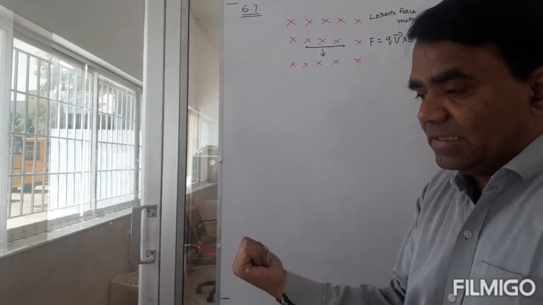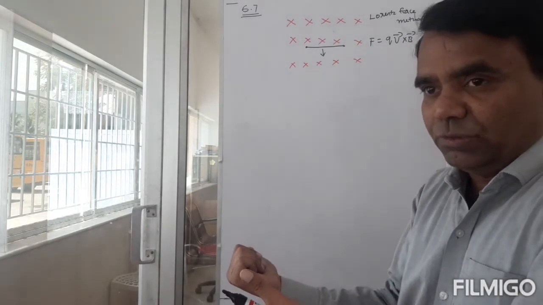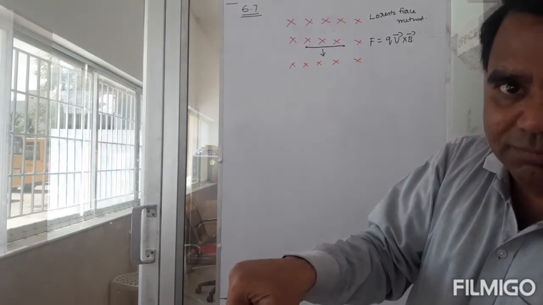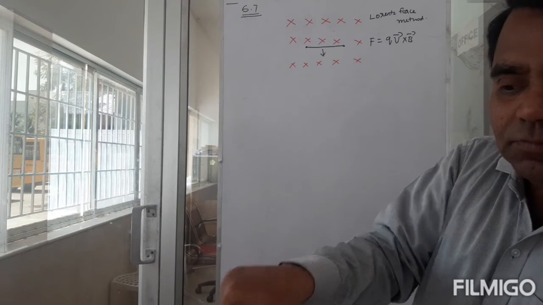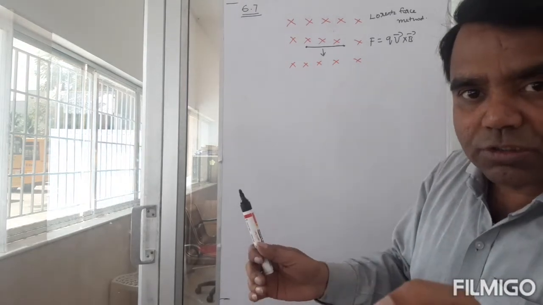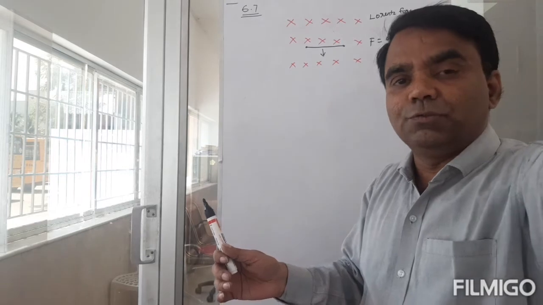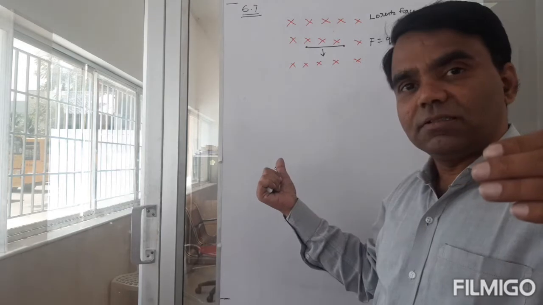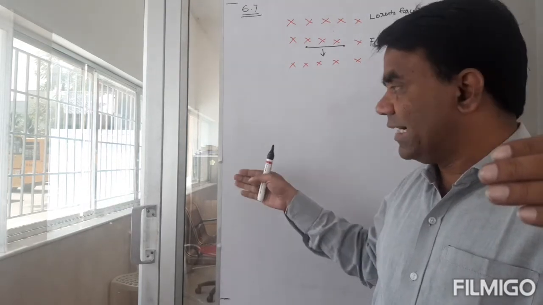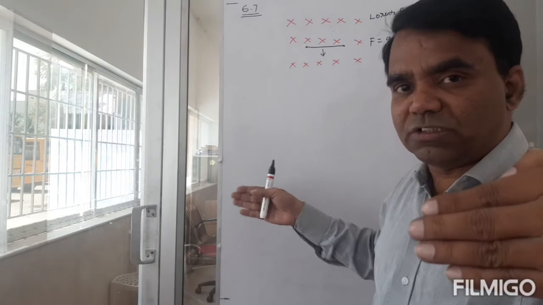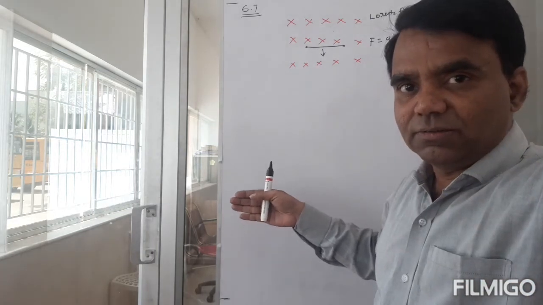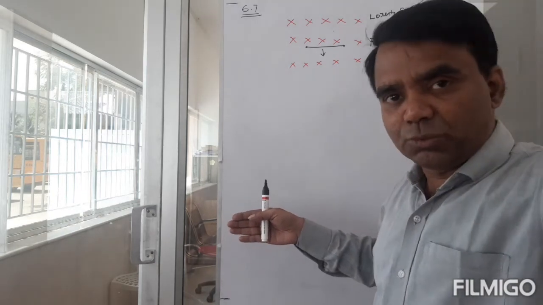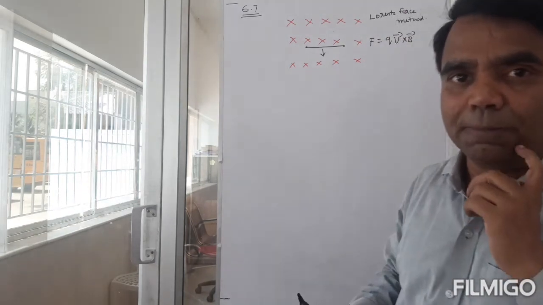V cross B is this, but that's for a positive charge, QV cross B. Because the electron has negative charge, the force acting on the electron is in the opposite direction, minus. So electrons will be pushed towards west. I told you this is my east, west. And this side would be more positive than this side, because free electrons are getting pushed towards west, as we just explained.